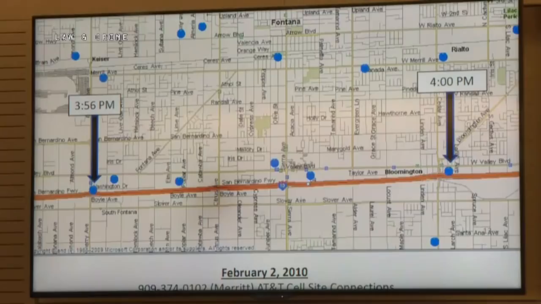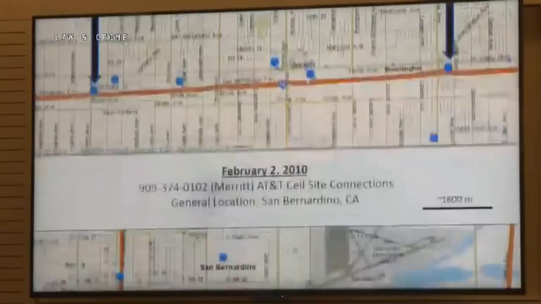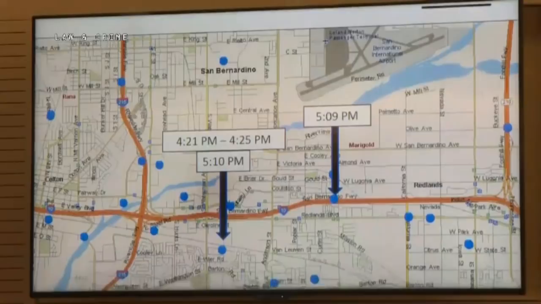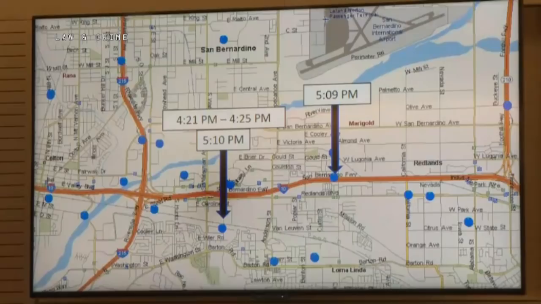456. 456, I'm always one behind. February 2nd still, correct? Yes, and this map shows a series of calls between 4:21 p.m. and 5:10 p.m. connecting with two different cell towers in the area just south of where we're at now. So this would be sort of south San Bernardino, maybe the Loma Linda area.